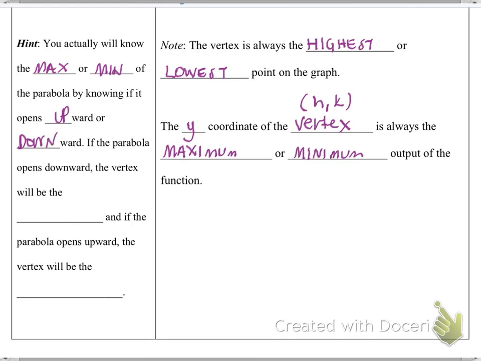If the parabola opens downward, the vertex will be the maximum. You can sort of see that, right? And if it opens upward, then the vertex will be the minimum.